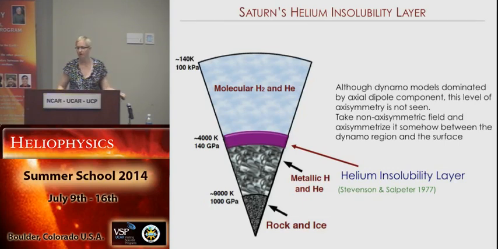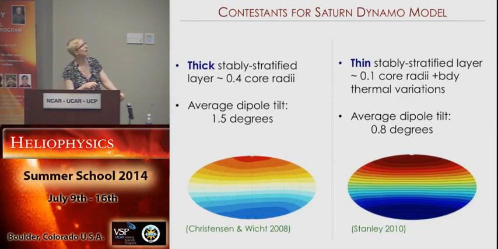You can try and model this. People have, including myself, and they've shown that if you take a dynamo that would normally produce an Earth-like field, with a 10-degree tilt or so, and you put this stable layer surrounding the outside, you can axisymmetrize the field. You're going to make a field that has a much smaller dipole tilt than was previously known.